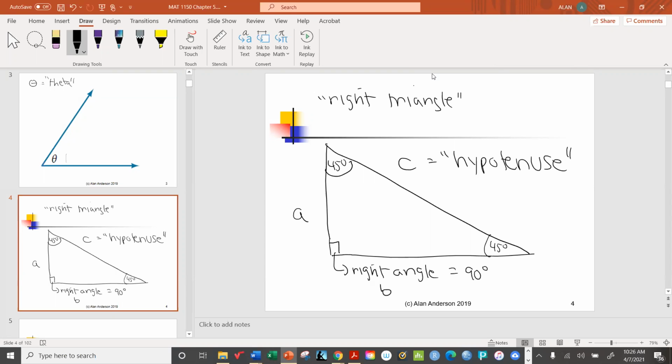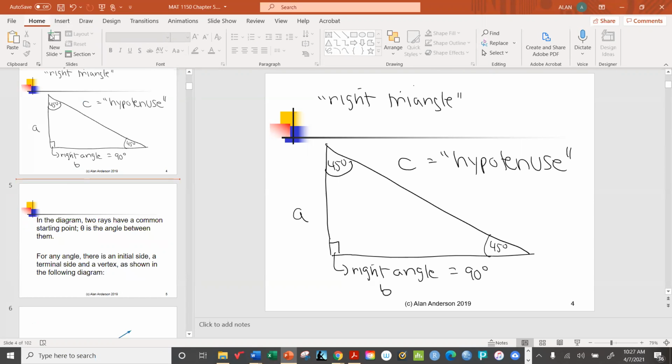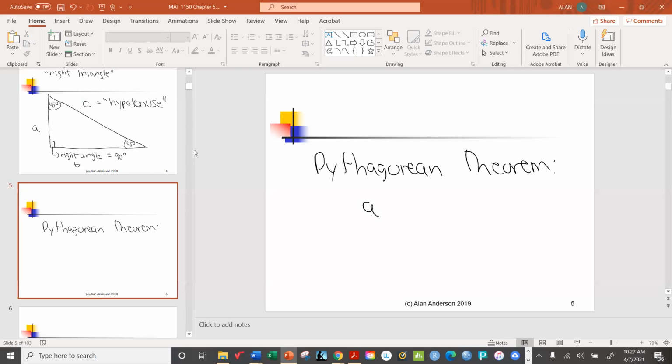Now, you'll recall, just one more blast from your past, the Pythagorean theorem, which ties together the lengths of these sides for a right triangle. What was the Pythagorean theorem? That's right. The Pythagorean theorem tells us a squared plus b squared equals c squared.